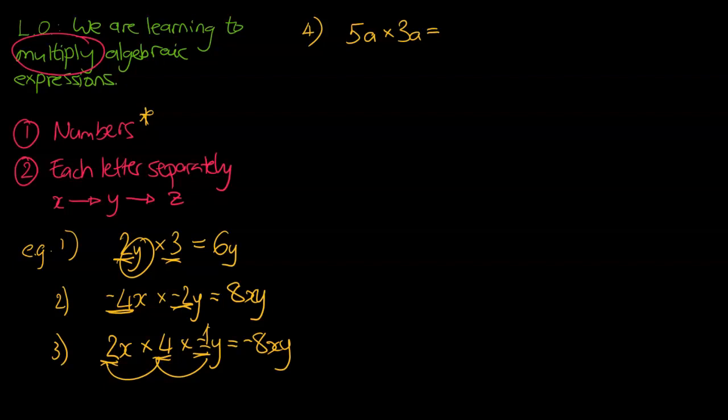First step, we deal with the numbers. So we've got 5 times 3, 15. And then we deal with the letters. We've got 2 a's, which essentially is going to be a times a. And hopefully you remember your indices rules. A times a becomes a squared because there are 2 a's being multiplied together. So that means it's 15a squared.